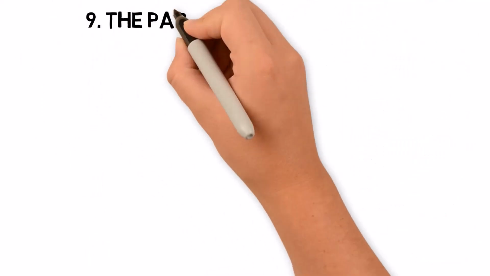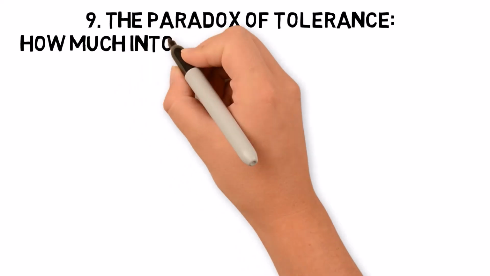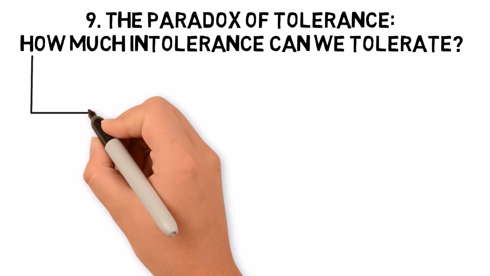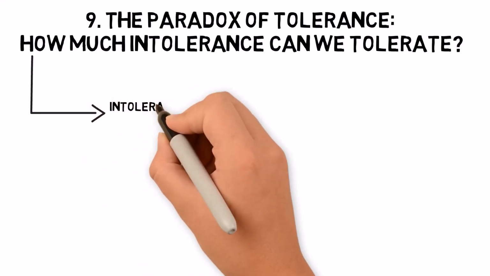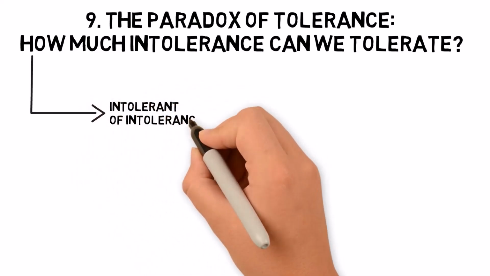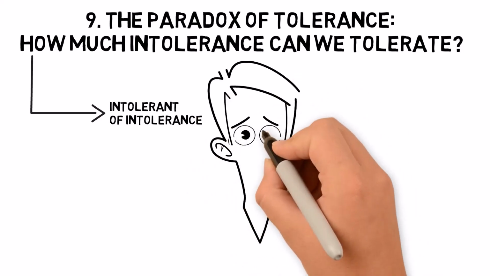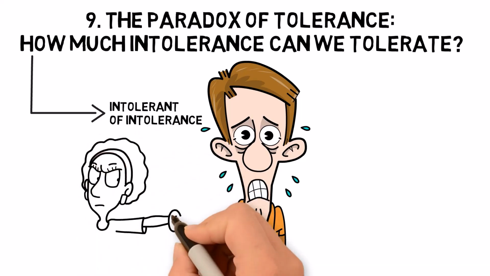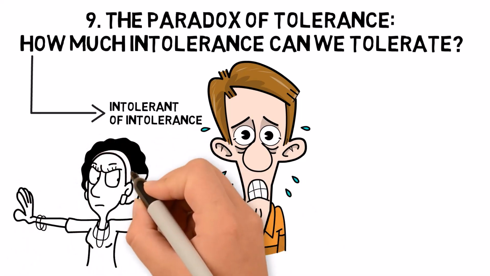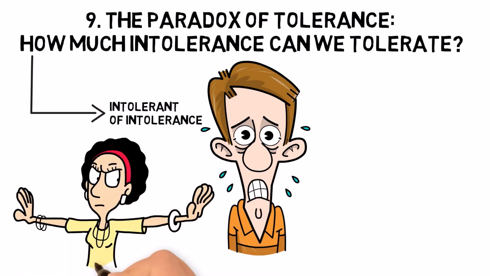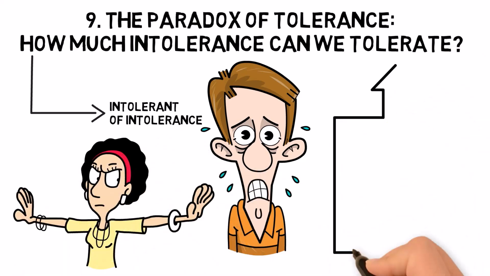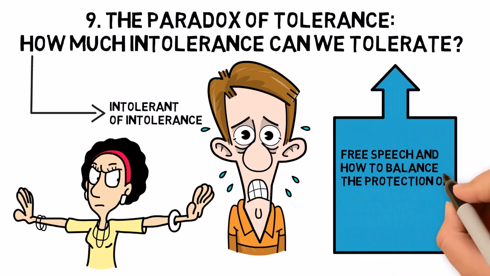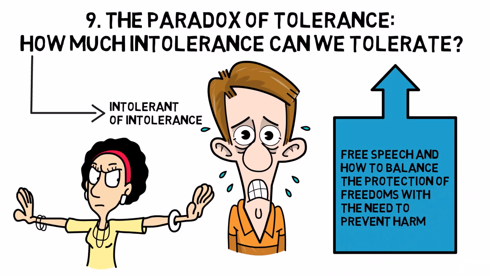9. The Paradox of Tolerance. How much intolerance can we tolerate? The paradox of tolerance says that in order to maintain a tolerant society, we must be intolerant of intolerance. This seems contradictory because tolerance usually means accepting differences. However, if a society allows intolerant views to grow unchecked, those views can end up destroying the very tolerance that allowed them to exist. This paradox is important in discussions about free speech and how to balance the protection of freedoms with the need to prevent harm.